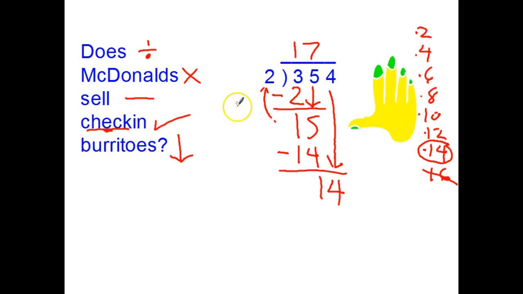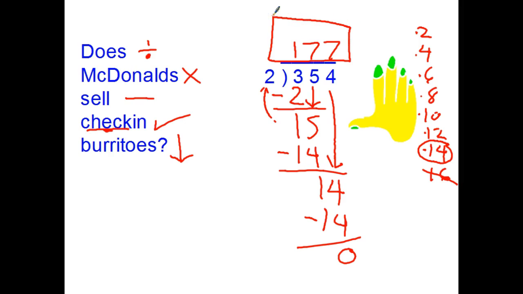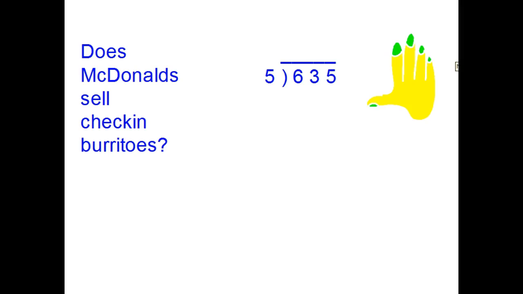And now we're back up to the top, dividing. How many 2's in 14? That's the same problem we just found right over here, right? There were 7 2's. 7 times 2 was 14. And when I subtract, there's no remainder, which is good for this problem. So my answer is this right here, 177. If I had a bag with 354 Tootsie Rolls in it, and 2 people were going to split them, we would each get 177.